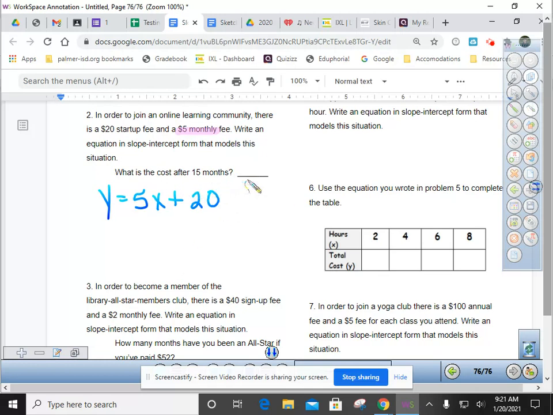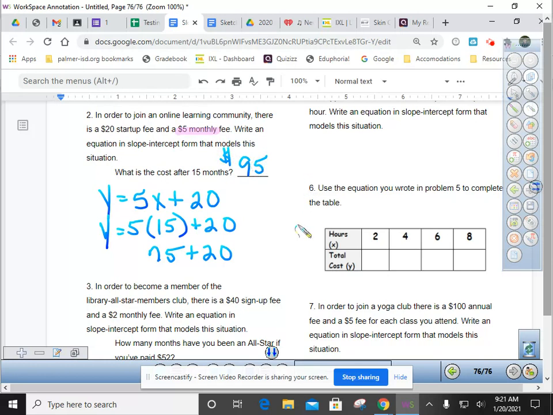And this says, what is the cost after 15 months? What represents the month? The Y or the X? The X. So it's going to be Y equals 5 times what? 5 times 15. Plus 20. And then you just solve that. What's 5 times 15? 75. 75 plus 20 is $95.